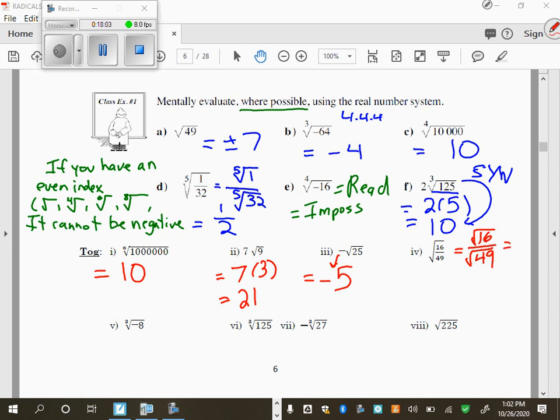What's the answer? 8 or 4? 4/7. Remember, it's multiply, it's not add. 4/7. Okay.